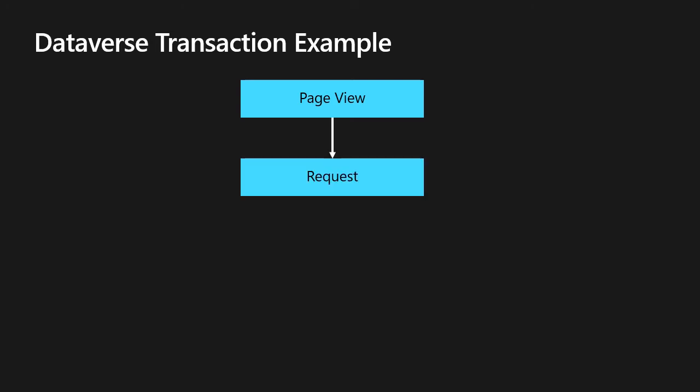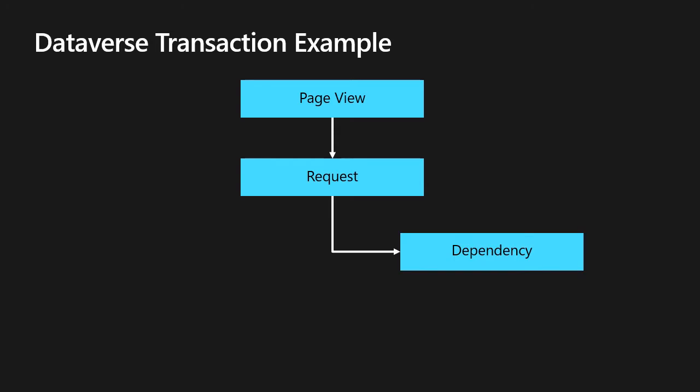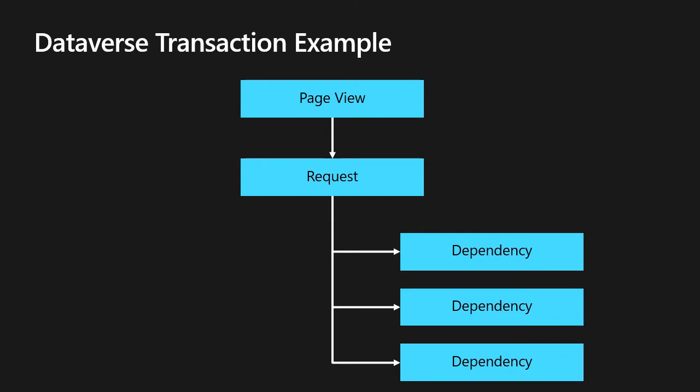The page view will make a request to our API to get whatever it needs to render. As part of that request, we'll have a dependency to get data. We also have dependencies to get things like the web resources that we need, and maybe other pages or whatever else may be considered a dependency for that page view to render properly. So this is an example of what that transaction would look like.